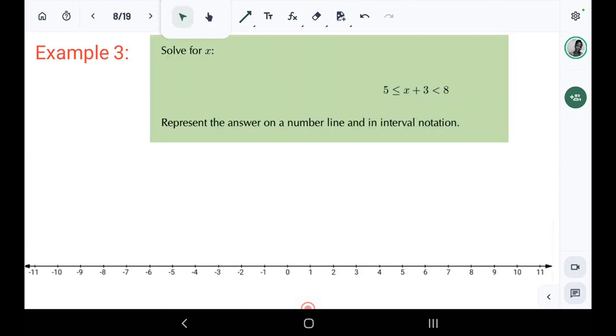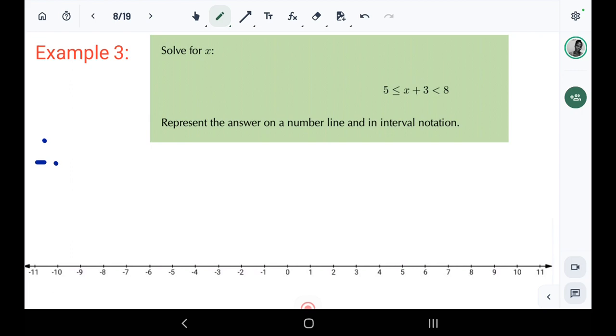Next question. Solve for x. 5 less than or equal to x plus 3 less than 8. Very important. Now you've got your x in the middle of two inequalities on either side. You solve it the same way you would any other equation, but let me show you exactly how you do that. So, therefore, we've got our x plus 3 in the middle.